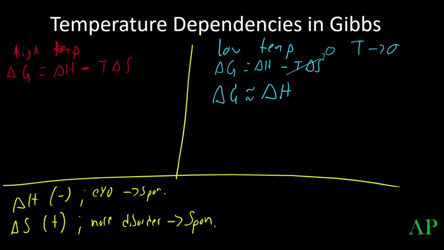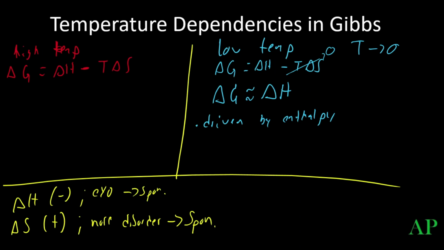At low temperatures, spontaneity is driven by changes in enthalpy. Why is that the case? Well, that's exactly what we just proved. Temperature approaches 0, this whole thing gets ignored. So a low temperature reaction that is endothermic will never be spontaneous because this whole thing would be positive. But a low temperature reaction that is exothermic will always be spontaneous because this whole thing will come out to be negative and Gibbs would be negative.